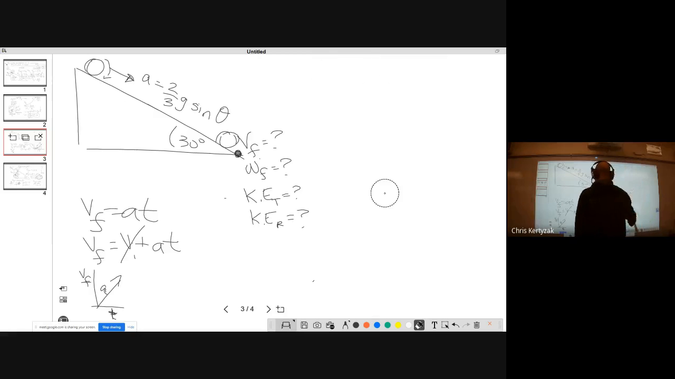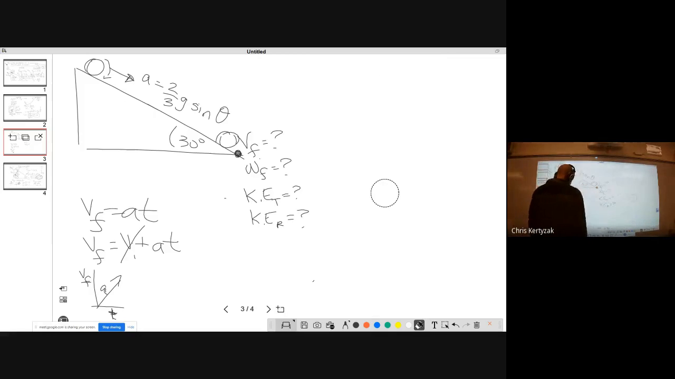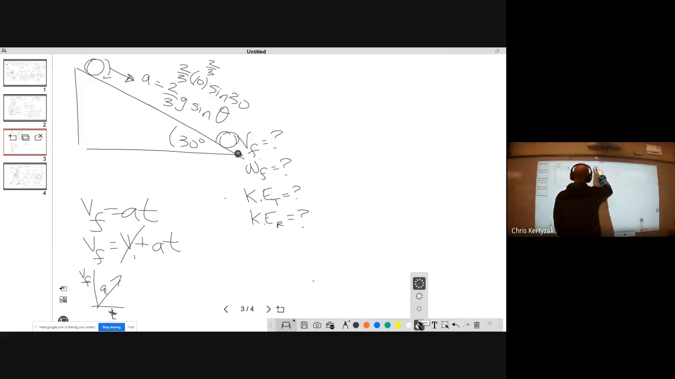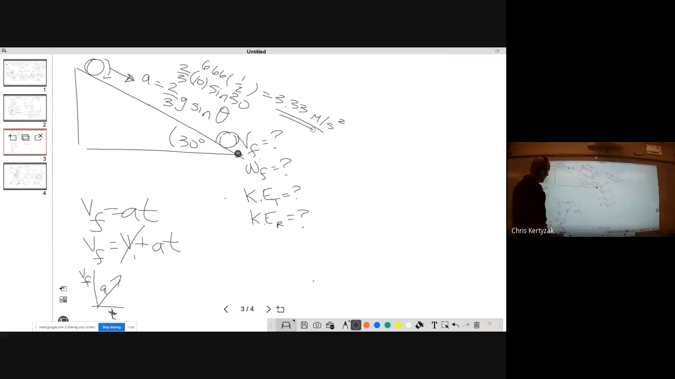All right. And I'm doing all those things because we're only a couple weeks away from the AP exam, right? So I'm trying to fit in some review things. So if we return to this, if we wanted to get the speed of this ball at the bottom, again, I'm just going to use g as 10. Since this was sine of 30, we end up with 2/3 times 10, which is 6.66. And then sine of 30 is a half. So we end up with 3.33 meters per second squared. So that would be the linear acceleration of this thing.